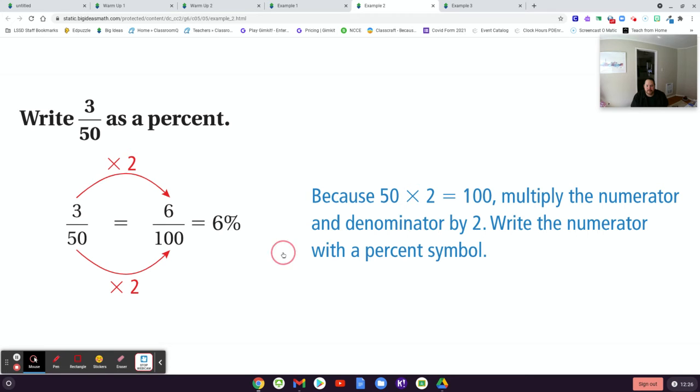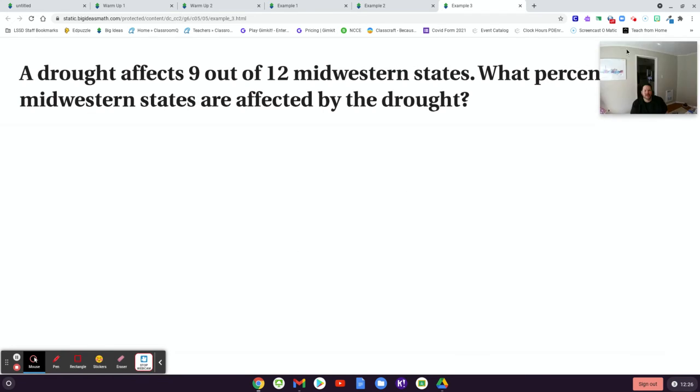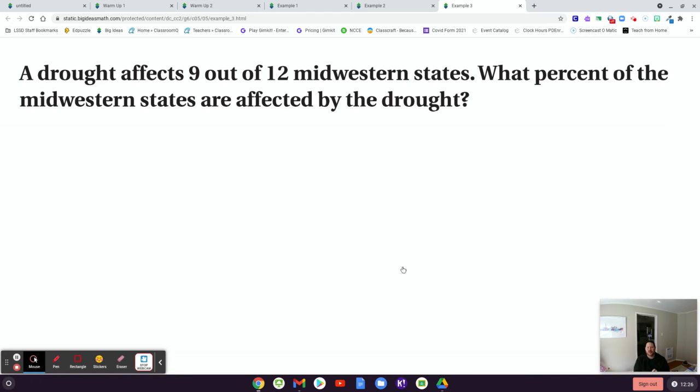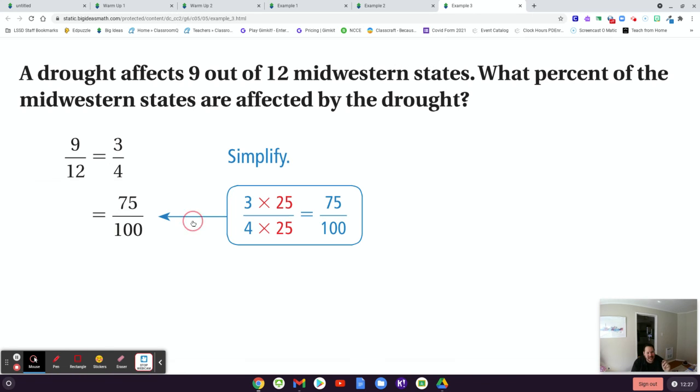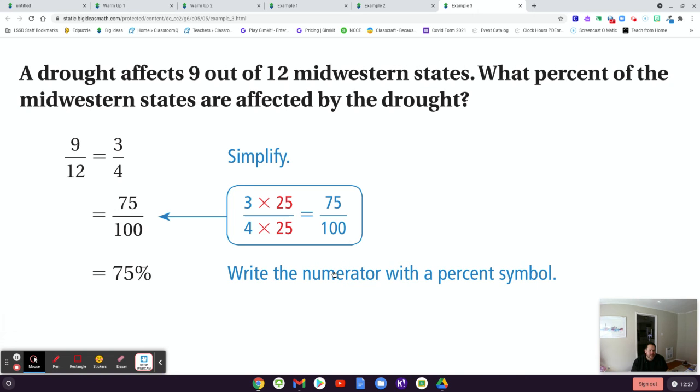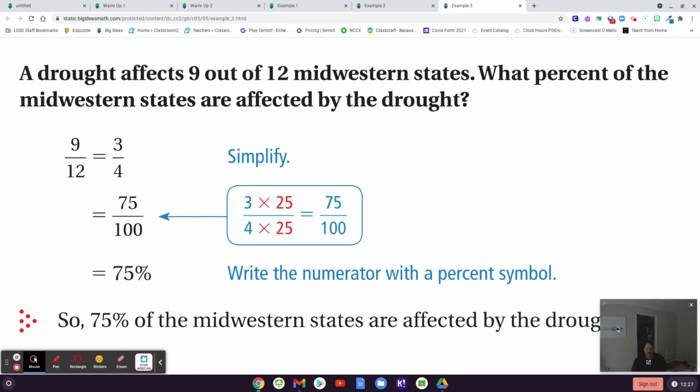There you go. All right, and then our last thing is we have a drought that affects 9 out of 12 Midwestern states. What percent of the Midwestern states are affected by the drought? Okay, try this one out. Let's see what you come up with. Okay, so this one's a little trickier because 9/12 doesn't directly go, you can't turn 12 into 100 very easily. But you can first simplify 9/12 into 3/4. Now 4 can go into 100 nicely if you multiply it by 25. So then you also multiply the 3 by 25 and you end up with 75 over 100. In other words, 75%.